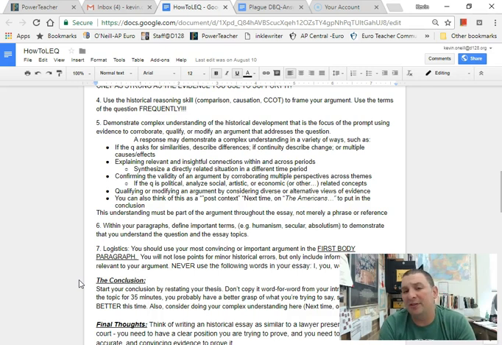Only include information that's relevant to your argument. If you include stuff that's outside the parameter of the question or isn't answering the question, you're essentially just wasting your time because it's not contributing to your argument. And also, never use the words I, you, we, stuff, or things in your essay, because once again, you just sound dumb.